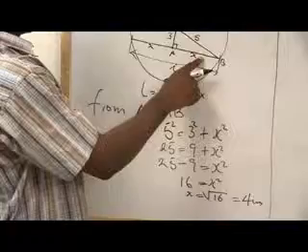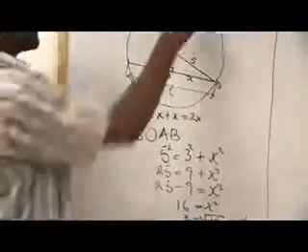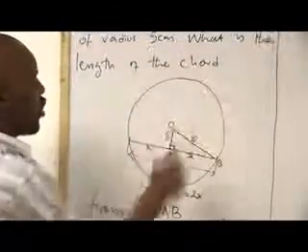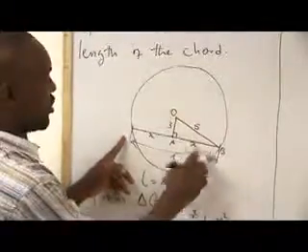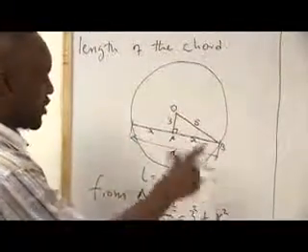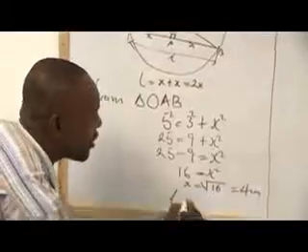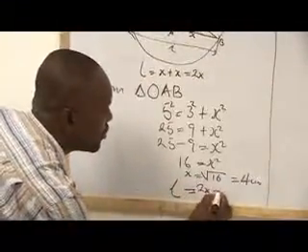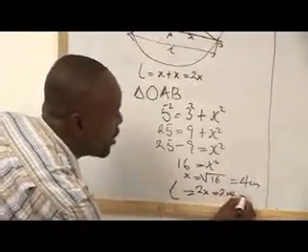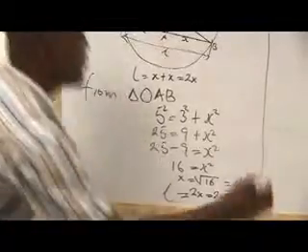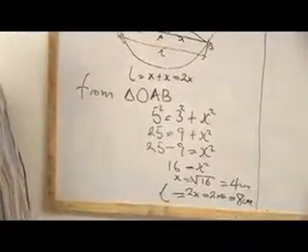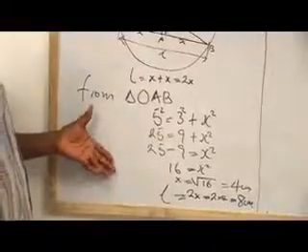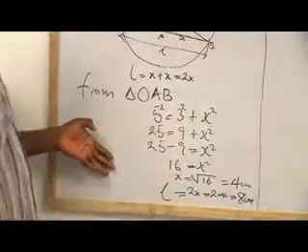If x is 4 centimeters, that is not the answer yet. We're asked to find the length of the chord, but we know that the length of the chord is twice this. That's 2x. Therefore, the length of the chord L is equal to 2x, which is 2 times 4, and that gives us 8 centimeters. Take a closer look at this. We advance straight and take another example.